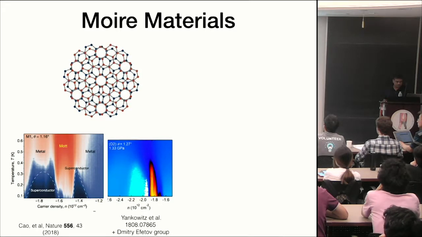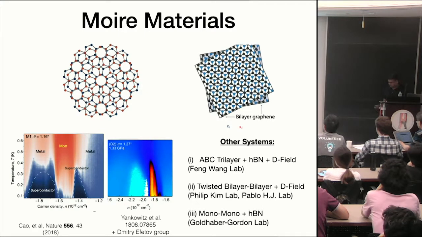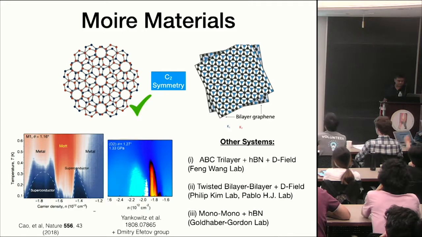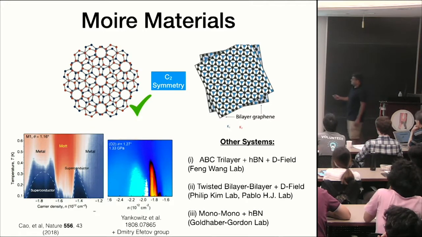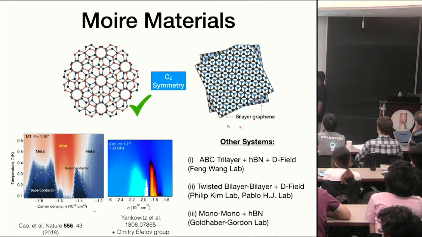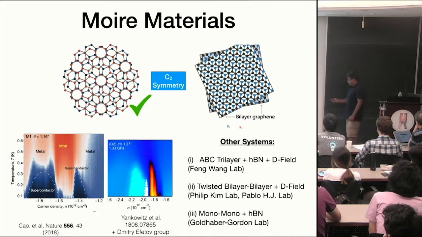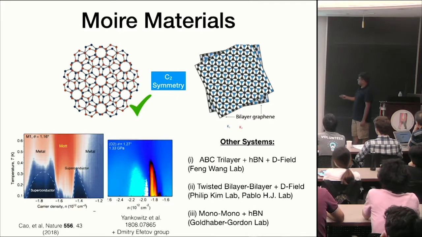There are essentially two families of these systems, and it's important to highlight the difference between them. One of them is the situation where we have two layers of graphene twisted with respect to each other. And then there are more complicated systems. For example, you could have two bilayers, a bilayer of graphene on another bilayer, and they're twisted with respect to each other.